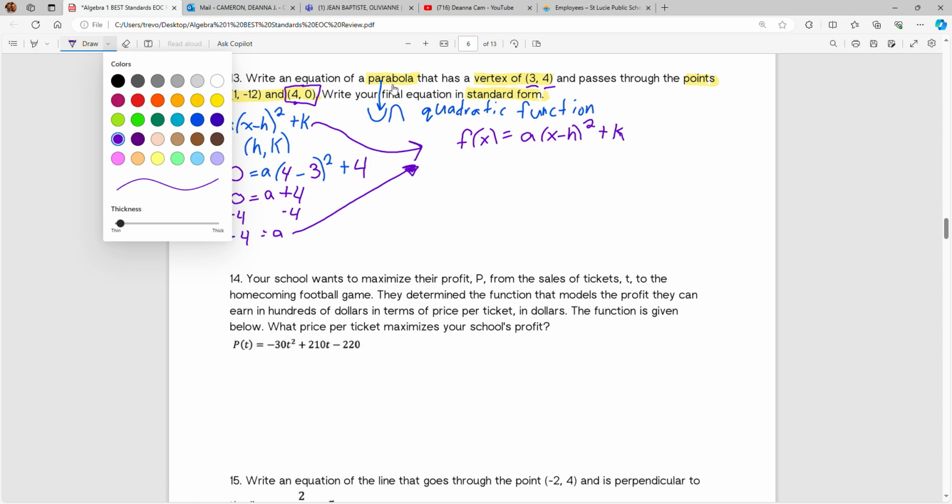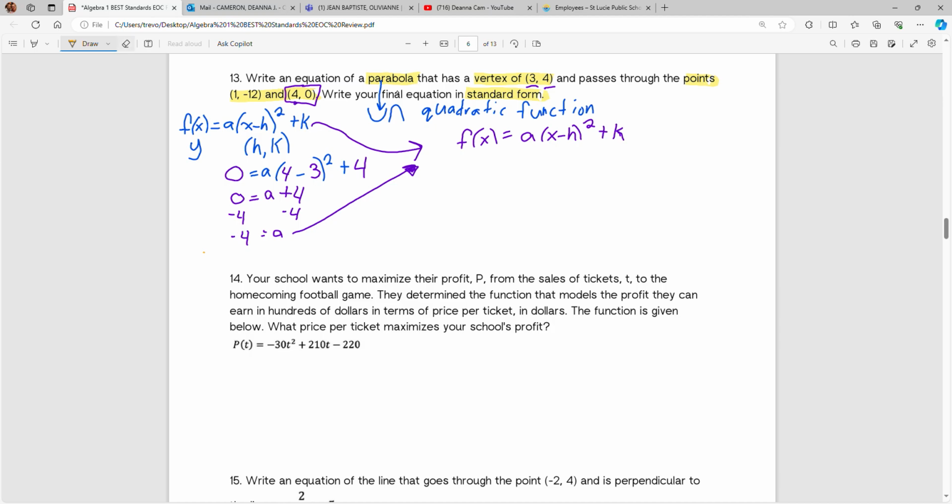And I'll change my color. And I can erase my a and put in -4. And I can erase h and put back in the 3. And then I can erase my k and put in that 4 from the vertex, just like I did over there. And now I can turn this to standard form.